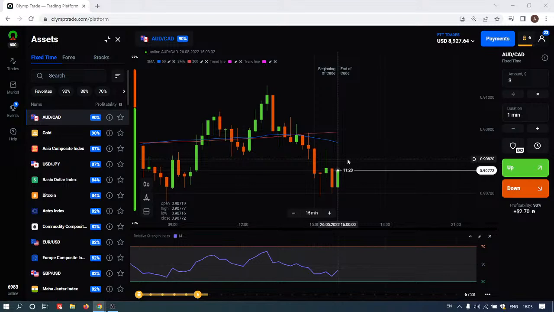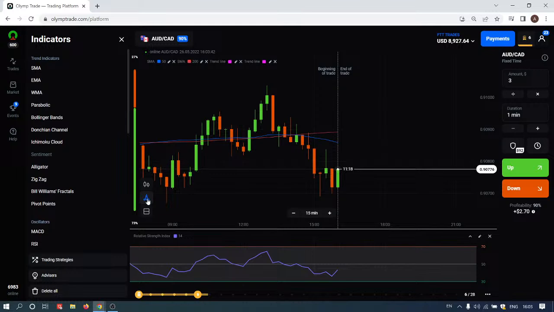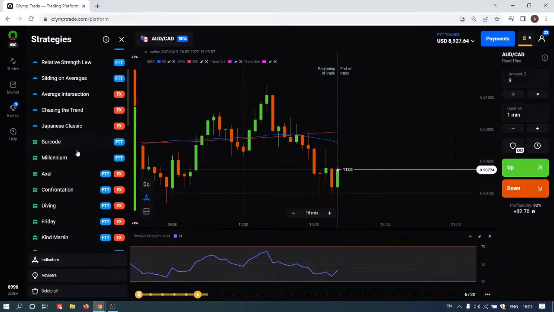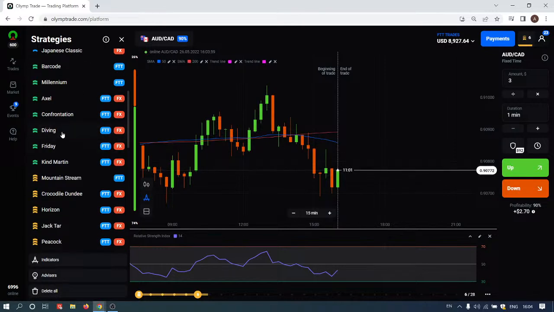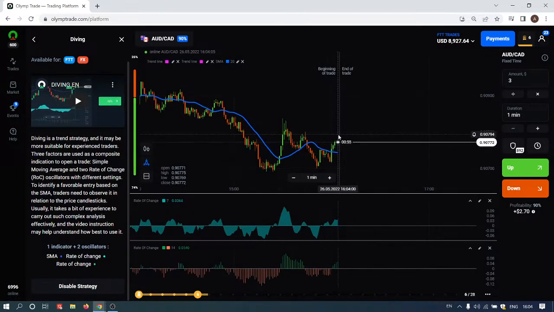Well, I don't want to beat around the bush, so I'd rather jump straight into trading. I need to click this button with the strategies. Then I click technical analysis. So first we click here, technical analysis. Next we click strategies, trading strategies, and we need to scroll down and find this strategy called diving, which is available for the advanced and expert statuses of our platform.